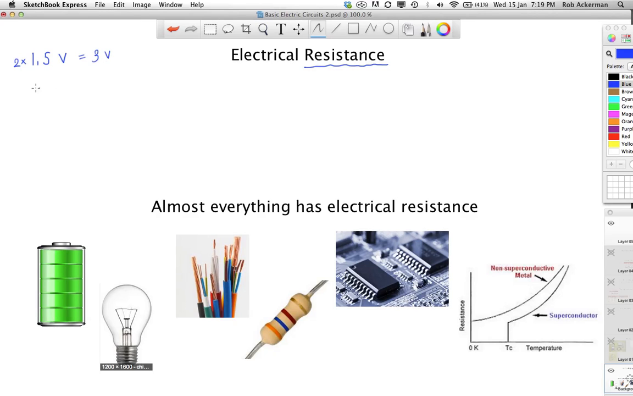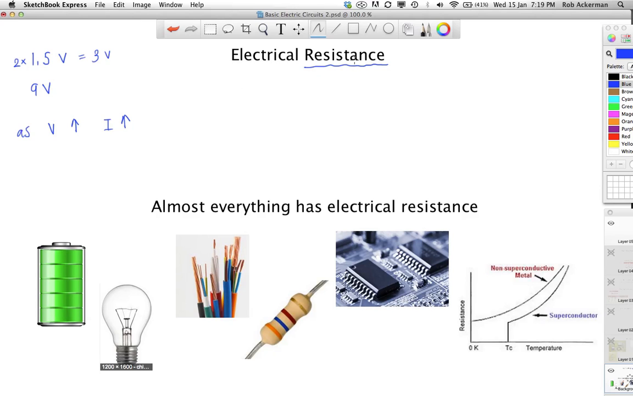What if you rewired it and connected it to a 9-volt battery? I think you know that as the voltage went up, so as voltage increases, the current will likely increase. That kind of makes sense. But why does that happen? What exactly is the relationship between the two?